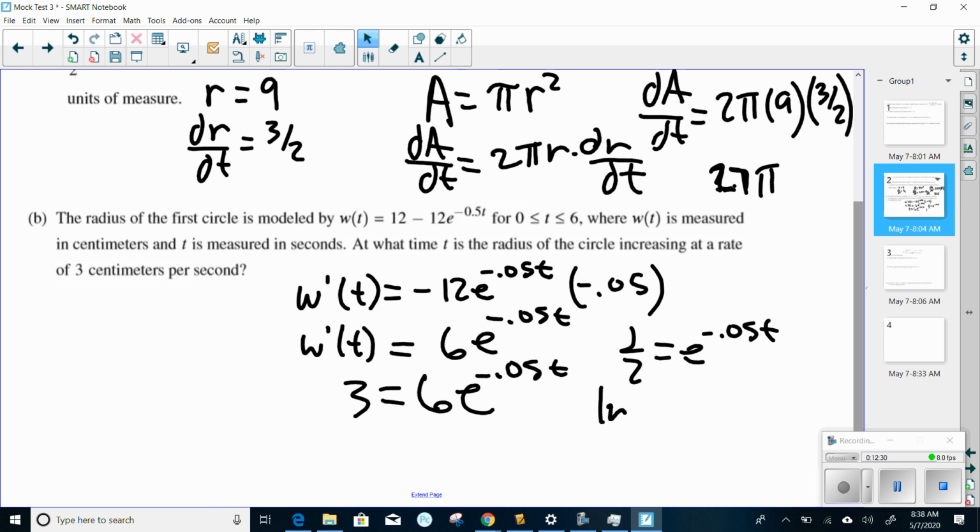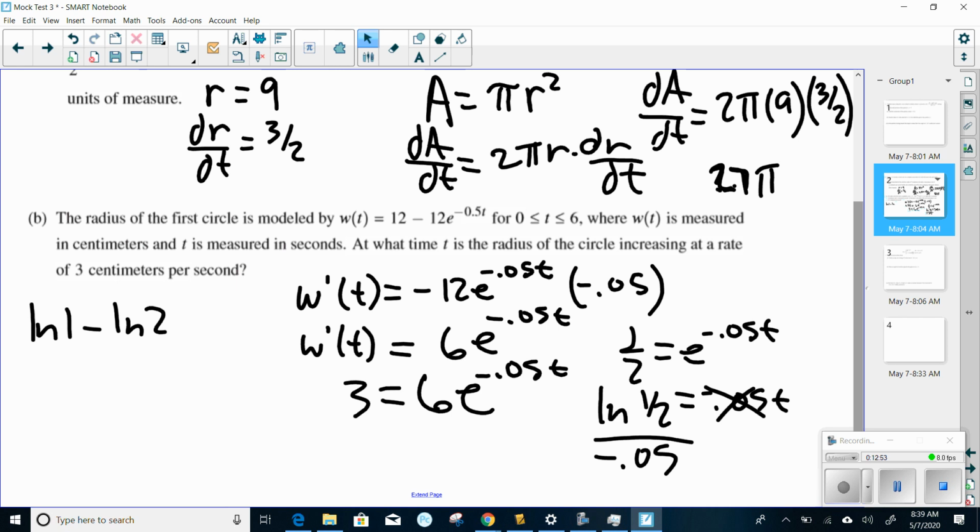Take the ln of both sides. Ln of a half equals ln of e, which cancels out, negative 0.05t. Divide by negative 0.05. Okay, and that's your answer right there. If you look at the scoring guide, they simplified the ln of a half. They wrote it as the ln of 1 minus the ln of 2. ln of 1 is 0, so you have a negative ln of 2 over negative 0.05. Okay, that makes it a positive.